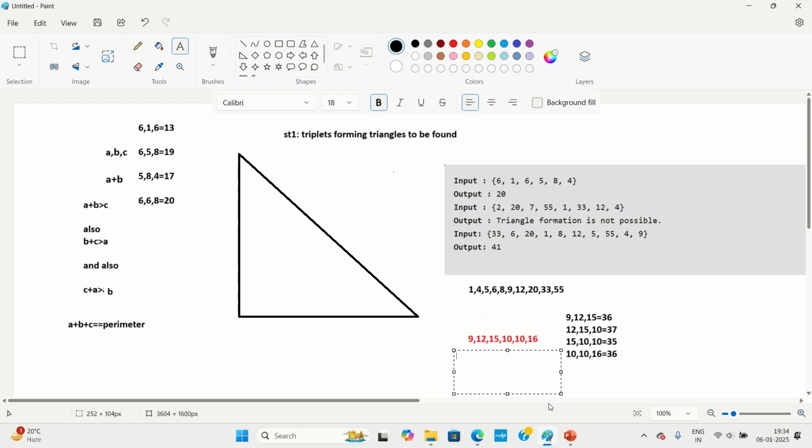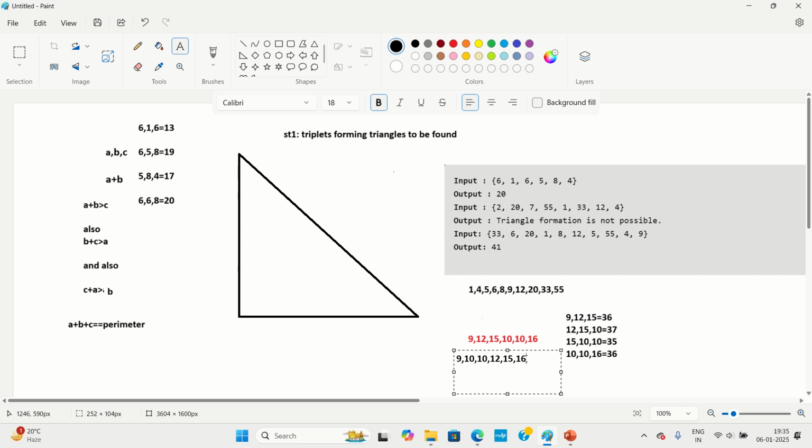Once we sort the array, let us take this last example only. Once we sort the array, first it comes 9 only, then 10, then again 10, then 12, then 15, then 16. Fine. Okay, so 9, 10, 10, then 12, then 15, then 16.